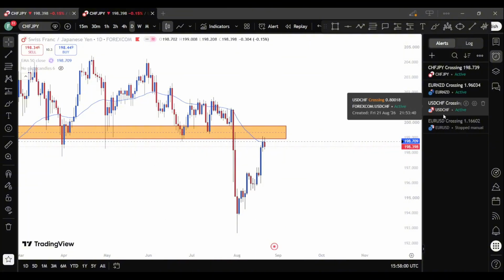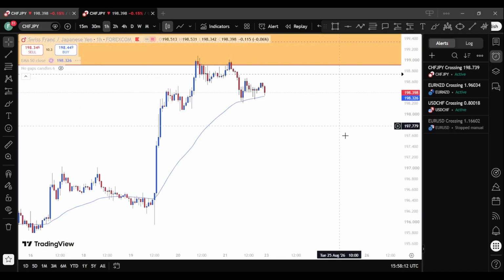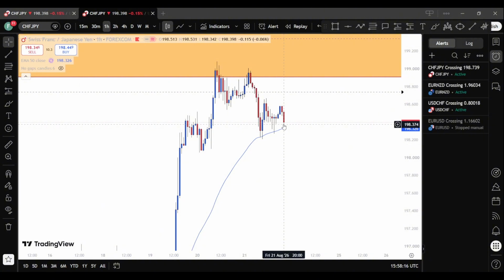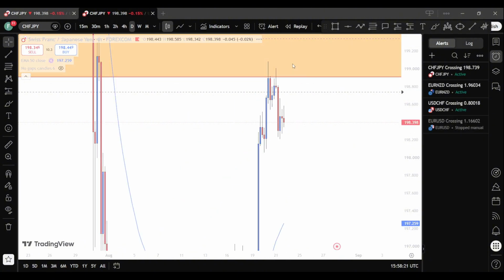USD CHF looks more ready than this with regard to the buy. But with regard to the sell, this is way ahead of USD CHF, because this is ready to go down. It's just that the lower time frames are not giving any promises regarding this trade. So let's see what's going to happen on Monday. But yeah, we're looking to sell this trade.